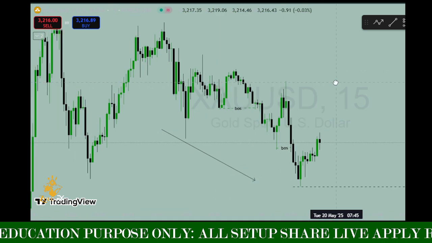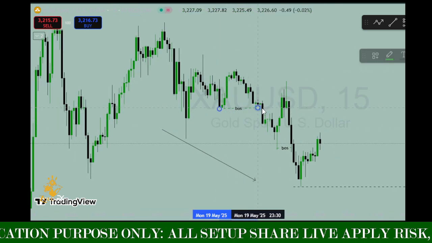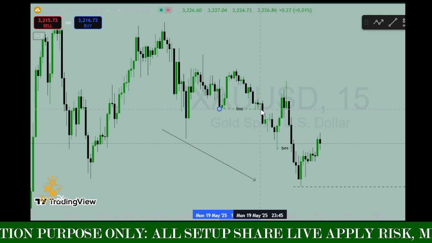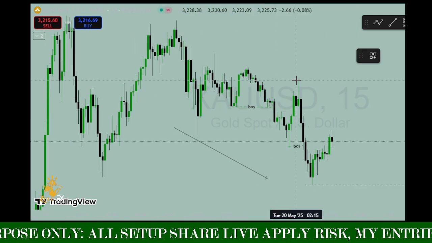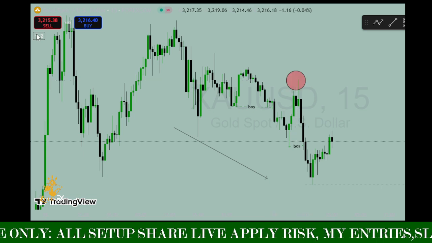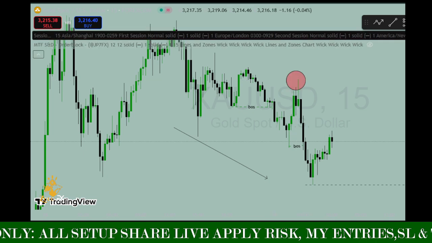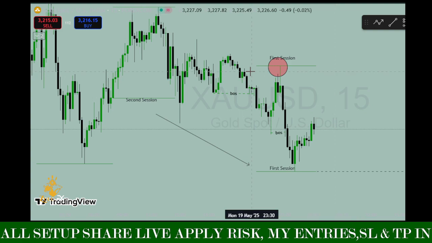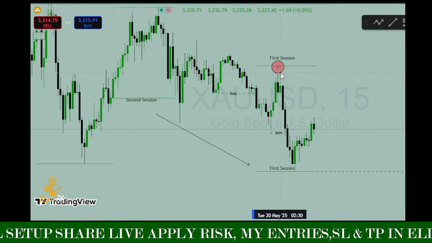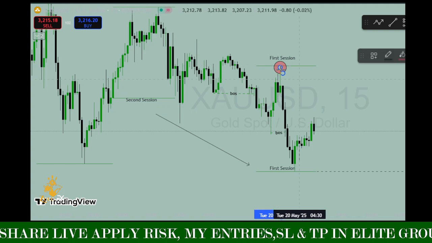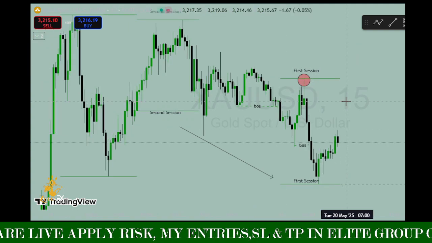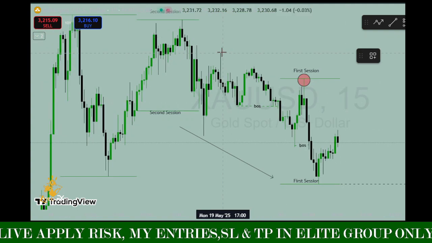So we want to enter this market on a sell, but we have to identify liquidity. From this region, we see we do have this Asian. Remember, if I open back that Asian range indicator, it will give you this first session, which indicates the Asian high. Okay, so we do have this area, and we do have this another area.